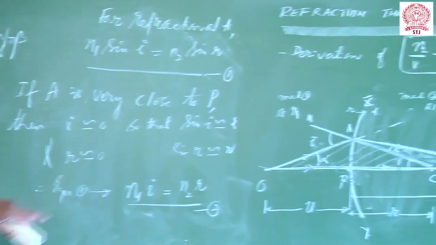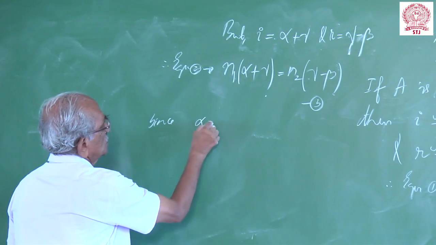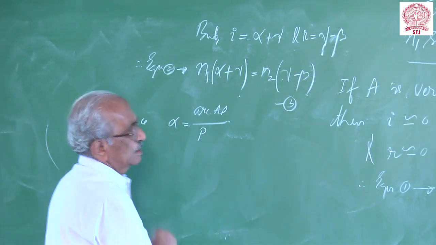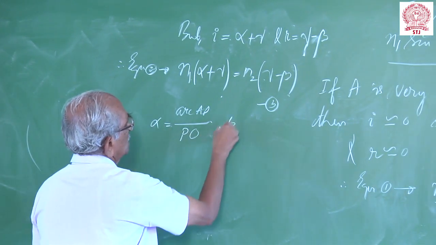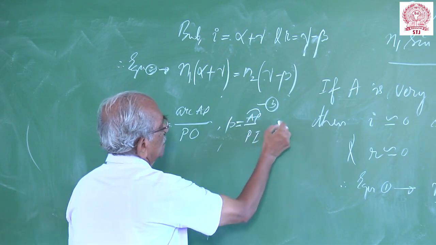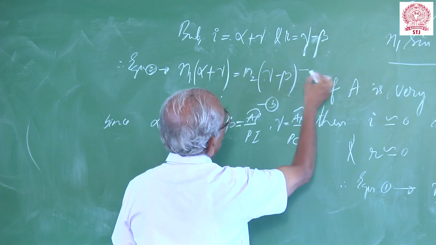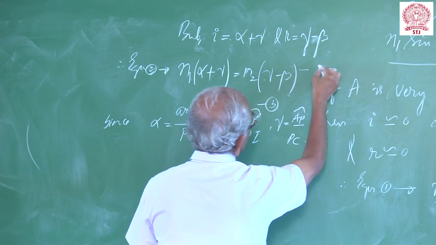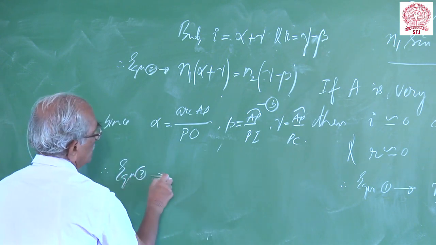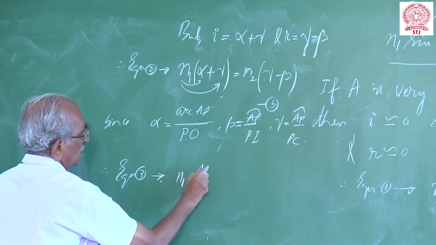I substitute for alpha, beta and gamma, looking at the figure. For small angles, alpha is BA divided by BO, beta is BA divided by PI, and gamma is BA divided by PC. We call this equation 4. Therefore, equation 3 becomes, on substituting, N1 times alpha, which is BA divided by PO.